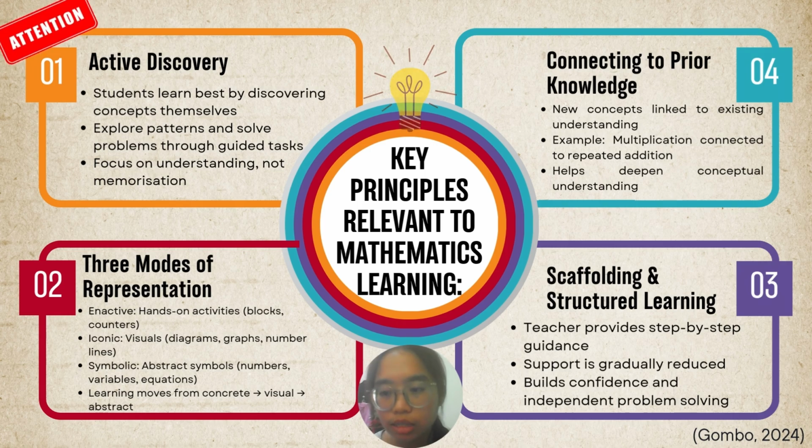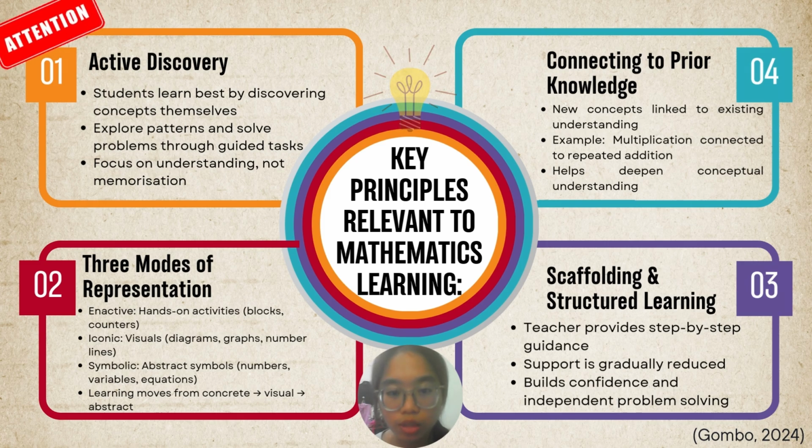Enactive refers to learning through actions and hands-on activities, such as playing with blocks or counters. Iconic refers to learning through visual representations, such as diagrams or graphs. And symbolic refers to learning through abstract symbols like numbers and equations. This progression can help students move from concrete understanding to abstract thinking in their learning.